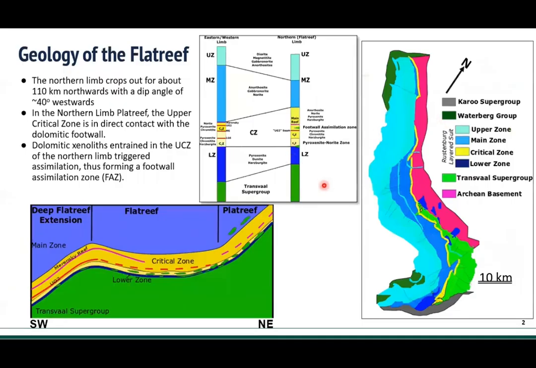So just briefly, the Flatreef is one of the main mineralized horizons that is present in the northern limb, and it is thought to be a correlative equivalent of the Critical Zone that is present in the eastern and western limb of the Bushveld Complex. This horizon in the northern limb is placed in direct contact with the Transvaal Supergroup sediments, and as such, it shows significant evidence for floor-rock magma interaction.